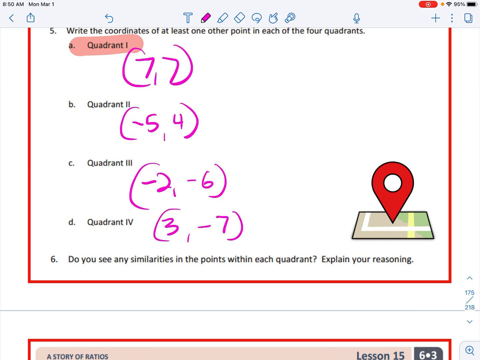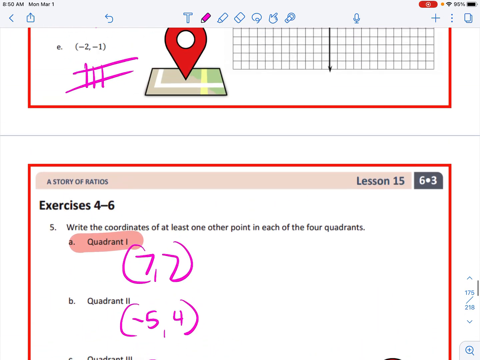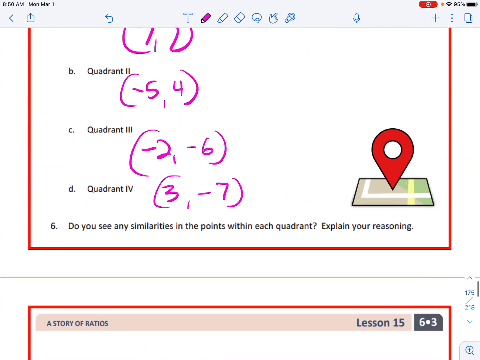It says, do you see any similarities in the points within each quadrant? Yes. In quadrant 1, both numbers are positive. In quadrant 2, the first number is negative and the second number is positive. In quadrant 3, both numbers are negative. In quadrant 4, the first number, the x, is positive and the y is negative. That's the rule, and that's always going to be true.